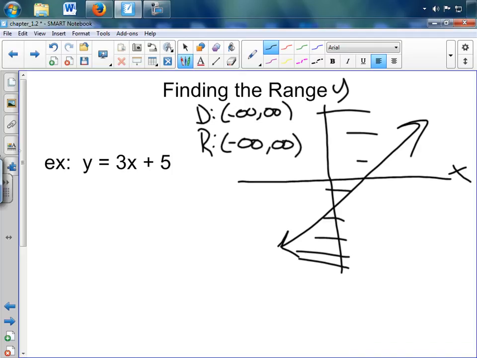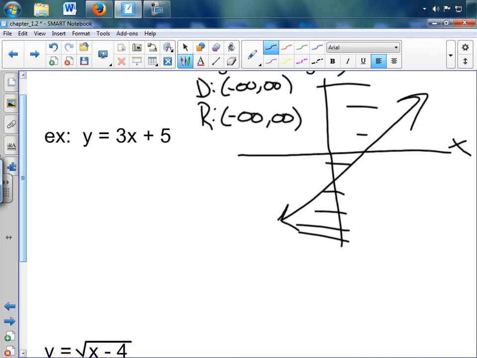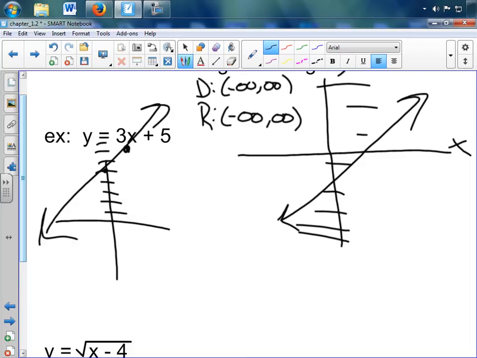So just knowing what you know about graphing, can you give me the range of this right now without even looking? You should be able to say, well, my y-intercept is up here at 5. 1, 2, 3, 4, 5. I go up 3 over 1. My range goes forever. So my range would be, remember, negative infinity on the range is down here, positive up here.